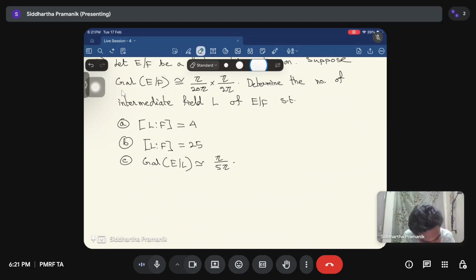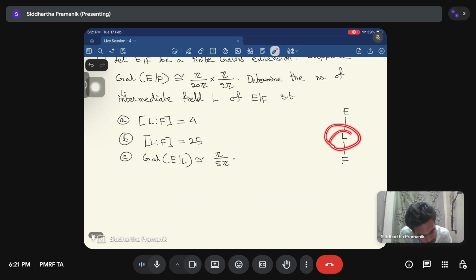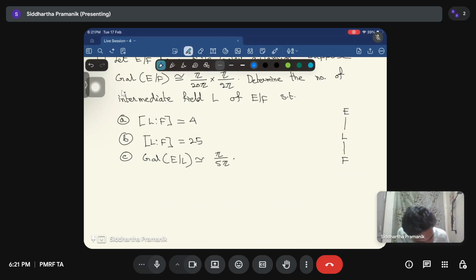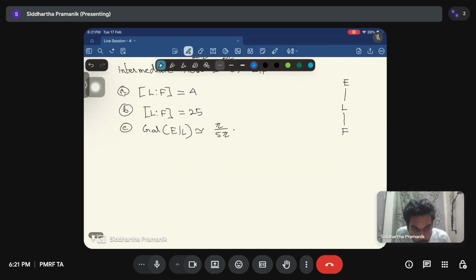So intermediate field means we have this extension E and we have F here. So L will lie between E and F. That's why L is an intermediate field. We need to find the number of these subfields satisfying each of the three conditions. The problem is very simple, so let's do it one by one. Let's do the first one.